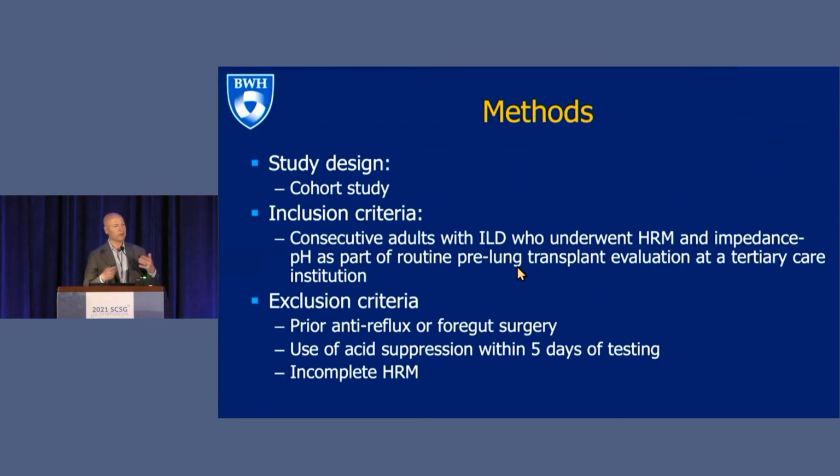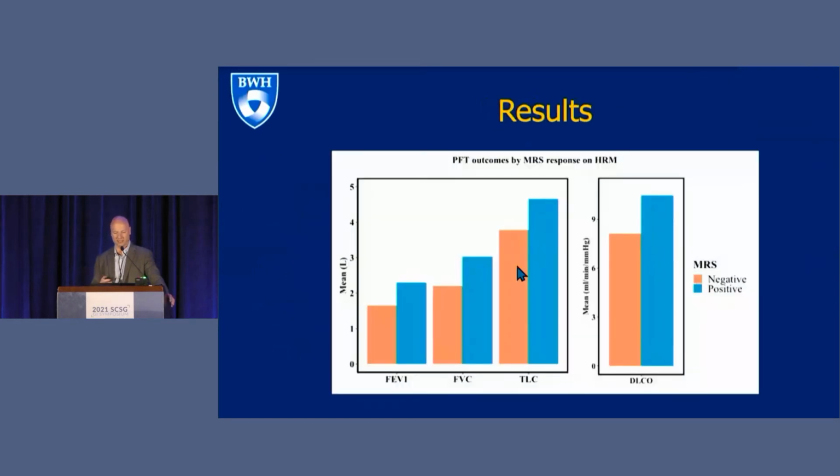And knowing their patient population, a very large patient population, this was a cohort study. There was no randomization here. But they looked at consecutive patients with ILD who were undergoing HRM, high-resolution manometry, and impedance pH as part of their routine pre-lung transplant. And as I said, these are my biggest customers at our institution, our lung transplant service. They had some exclusion criteria, people who've had previous foregut surgery, and then people who were using acid suppression.